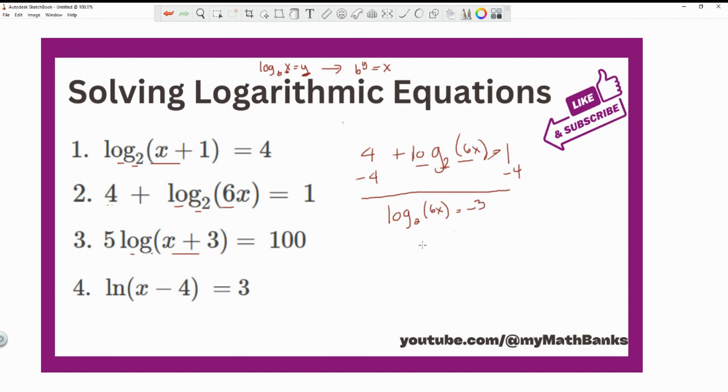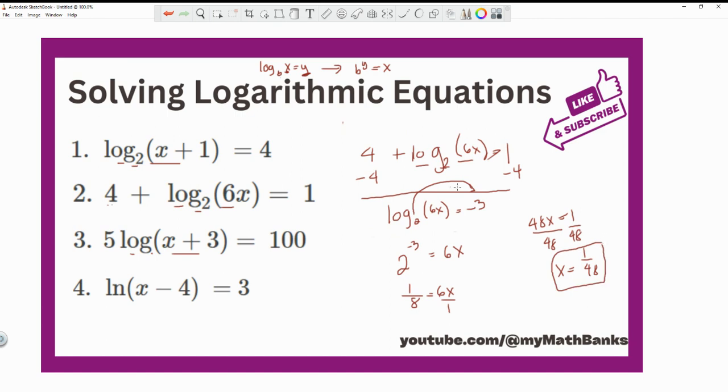Now we can change this one into an exponential version. You start with your base to the power of that number right here, which is your exponent, equals 6x. 2 to the power of negative 3 is 1/8, equals 6x. You can put it over 1 here, so you can cross multiply. So 6 times 8x, so you have 48x equals 1. You divide by 48 on both sides. Therefore your x is equal to 1 over 48. You can keep it as a fraction, which is a better option.